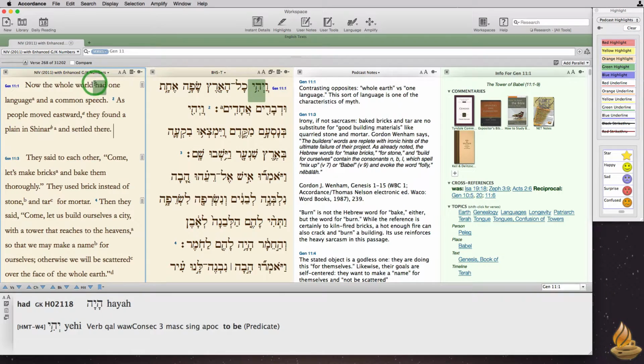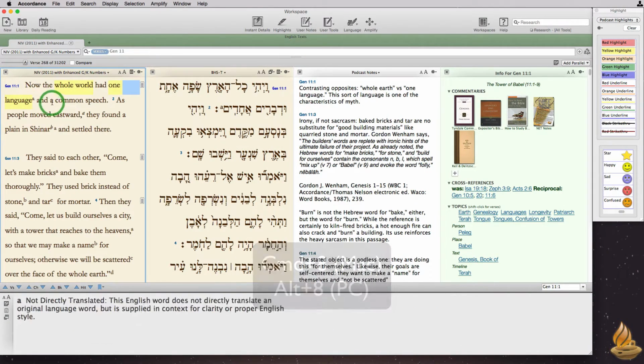Now, if we take a look at some of these phrases, we'll know that they are obvious exaggerations and hyperbole. I'll just hit that with the yellow highlight. Whole world, one language, and also a common speech. That's one of the characteristics of myth, using those polar opposites and heightening the tension between them.